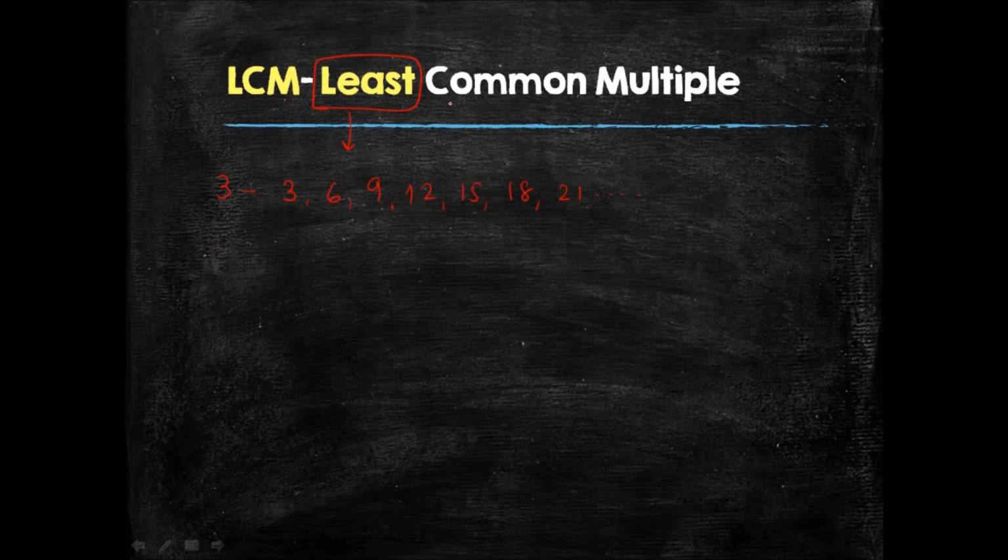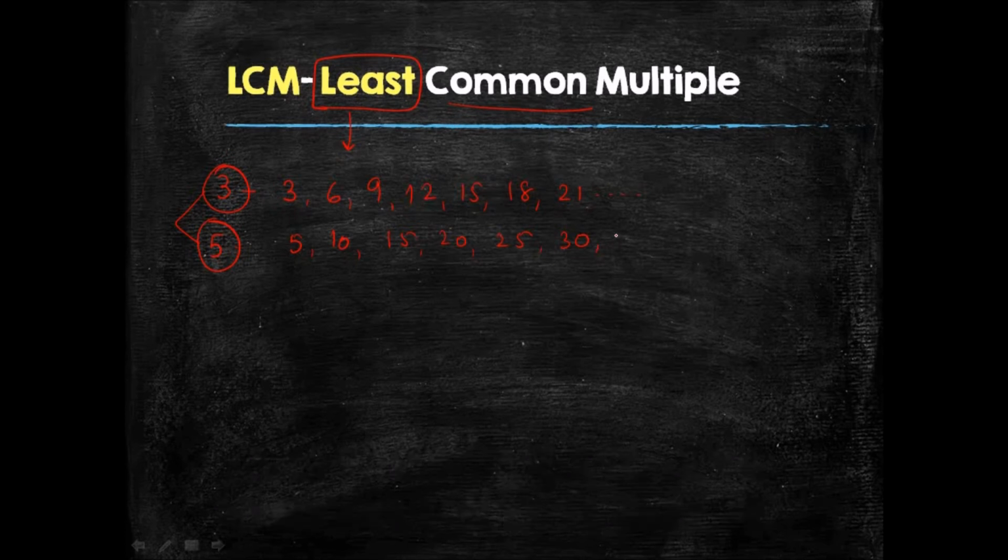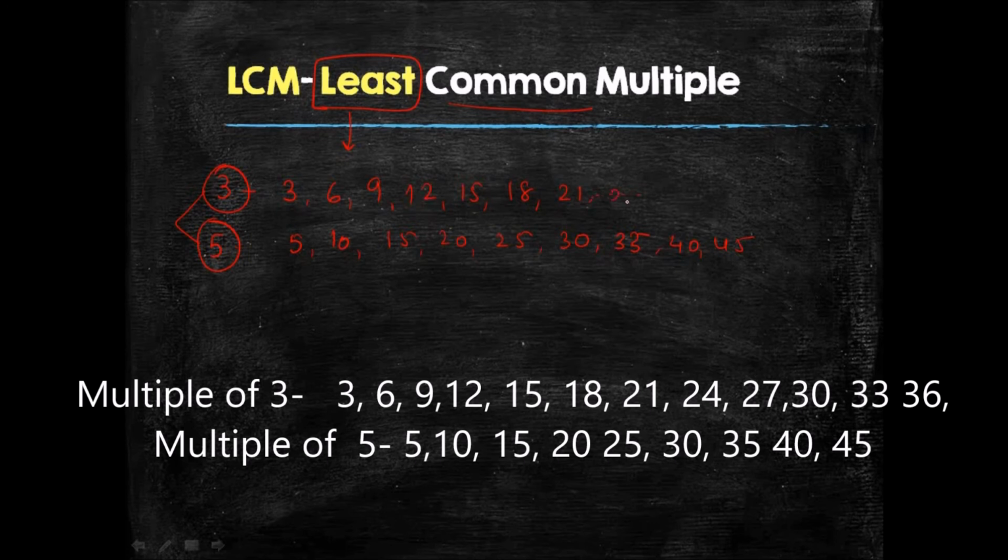Now, since we are finding the least common multiple, let's look at another number, 5. 5, 10, 15, 20, 25. If I have to find the LCM of 3 and 5, I will look for the least common multiple. First of all, let's see which numbers are common. Let's write down some more multiples: 35, 40, 45, and here also 24, 3 9s are 27, 3 10s are 30, 33 and so on.